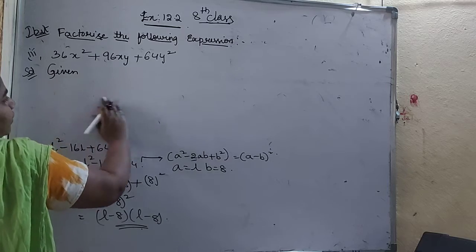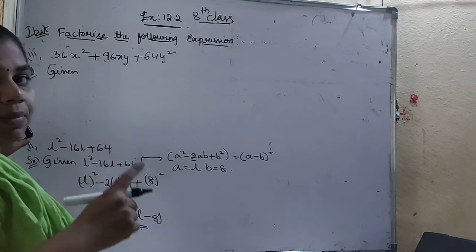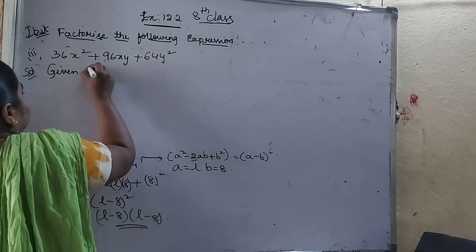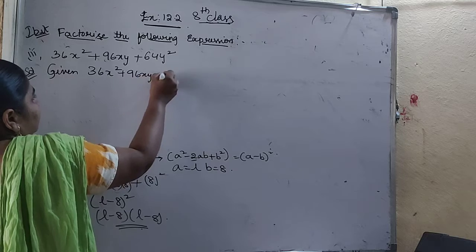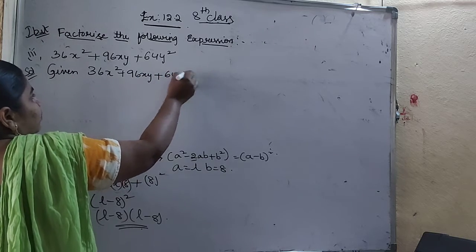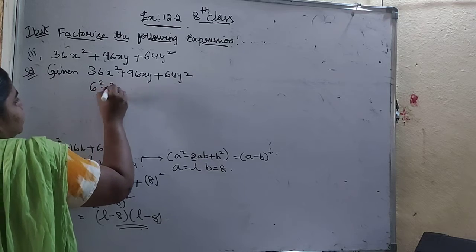Which identity are we going to apply? Here plus, here also plus, so we will apply the a plus b whole square identity. That is 36x square plus 96xy plus 64y square. This 36 can be written as 6 square x square.